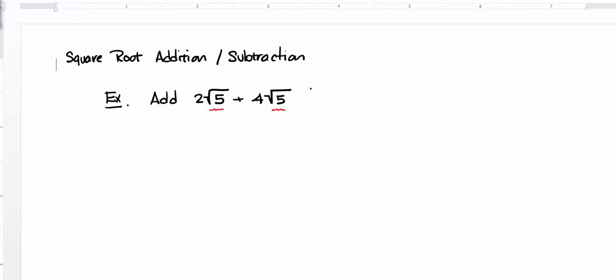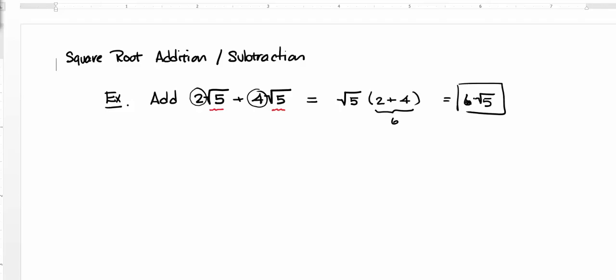And from what we know about factoring, that's almost like saying, well, we can pull out, actually it's exactly like saying, we have the square root of 5, and on the outside we have a 2 plus a 4, so that's really 6 and the square root of 5, and we'll write that as 6 times the square root of 5. Okay? But again, it's only because the radical part is the same.